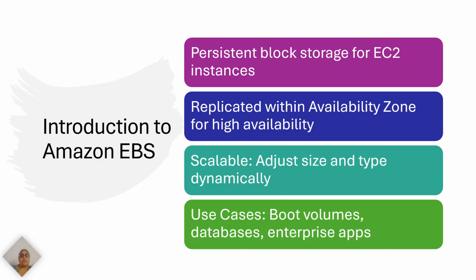Now, let's focus on Amazon EBS. It's persistent block storage that you attach to EC2 instances like an external hard drive, ensuring data remains even if the instance is stopped or rebooted. Each volume is replicated in its availability zone for durability and low latency, protecting against hardware failures.